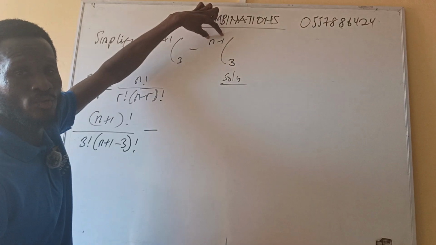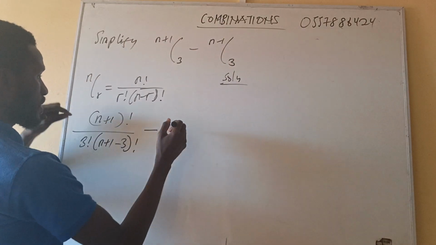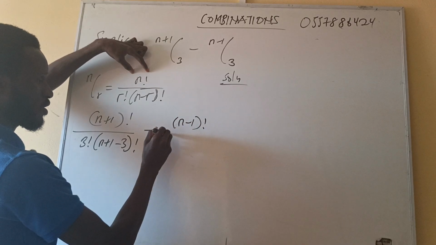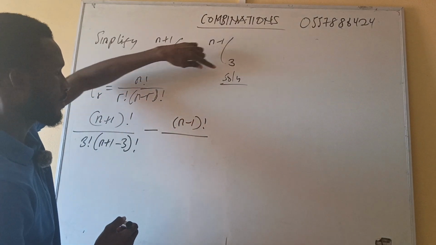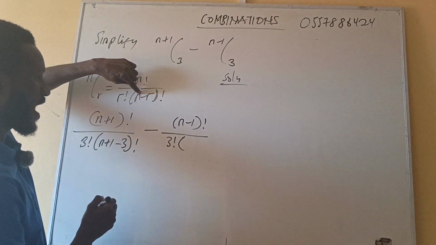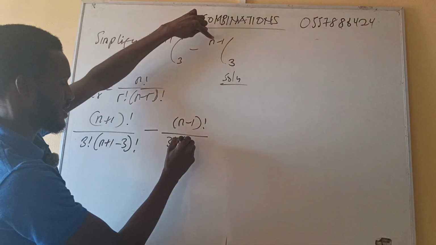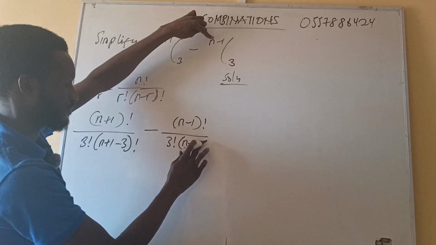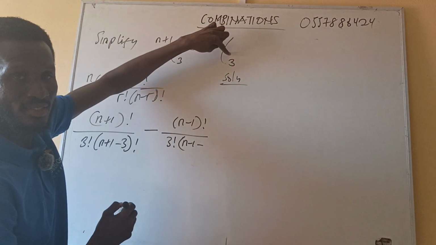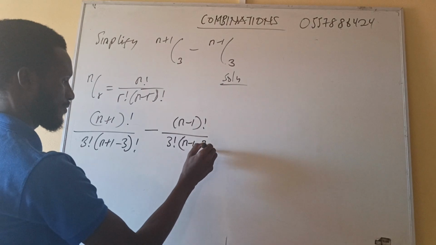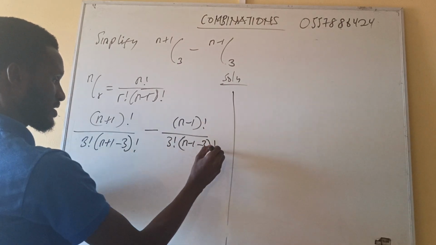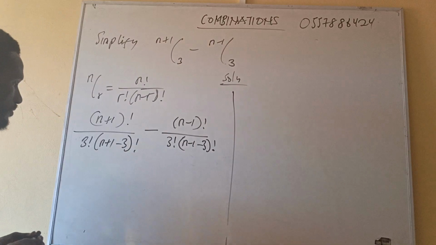Now, don't forget that we are subtracting n minus 1 combination 3. So we have the n to be n minus 1. So I'm going to have n minus 1 factorial divided by r, and r is still 3 factorial. We have n, which is the same thing, n minus 1 minus the r. The r is still 3, so we have 3 here, all factorial.